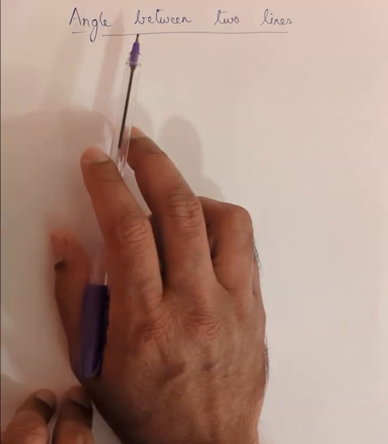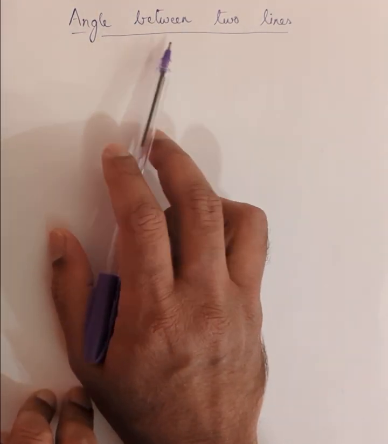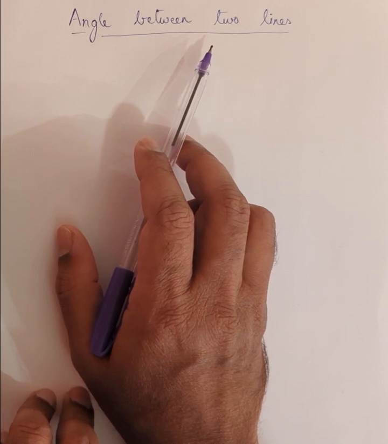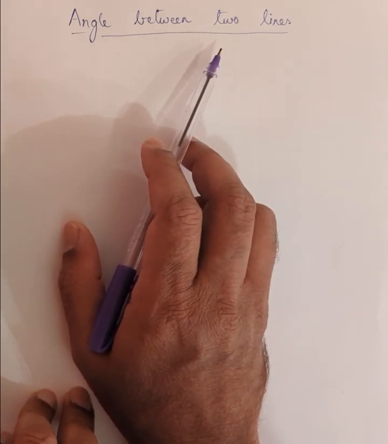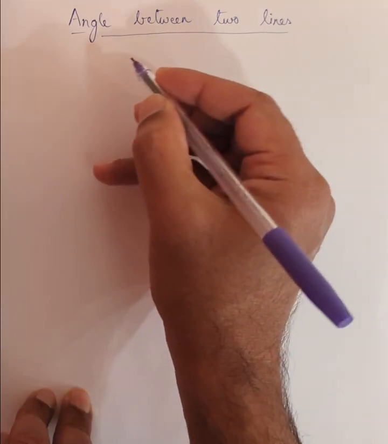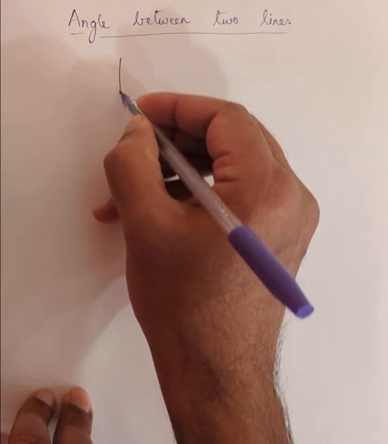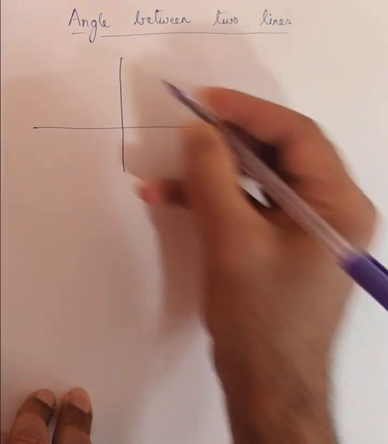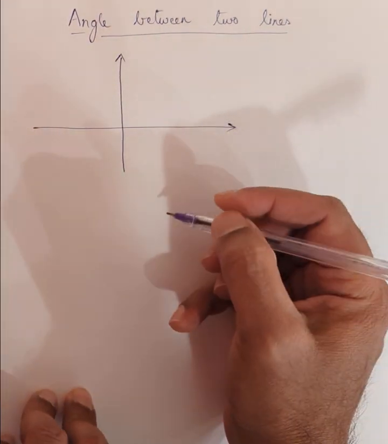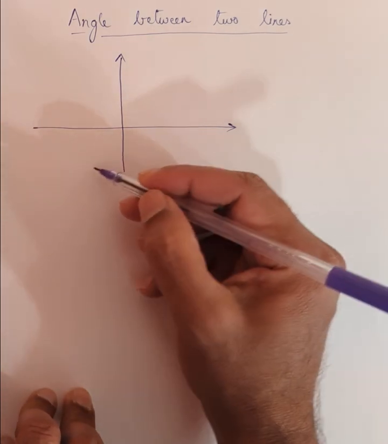In this video, we'll derive a formula for the angle between two lines in a coordinate plane. But first, we need to talk about slope. Slope of a line is generally given as a ratio of rise to run. But here is another way to look at the slope.